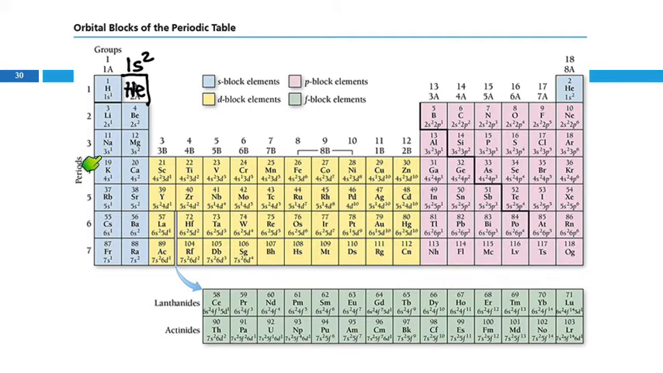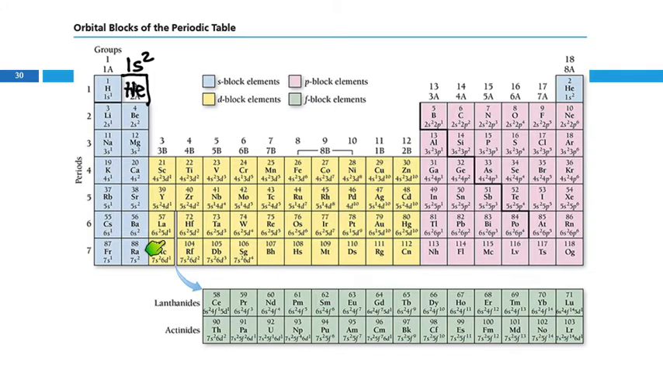So how many columns are there here? 1, 2. How many electrons can fit in a S sublevel? 2. There's only 1 orbital. This represents the P block. The P sublevel has 3 orbitals. It can fit 6 electrons. 1, 2, 3, 4, 5, 6.